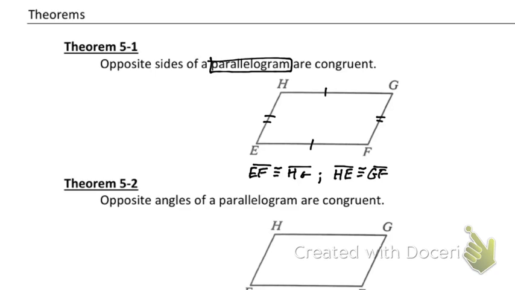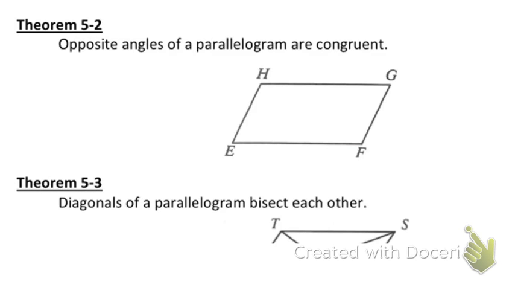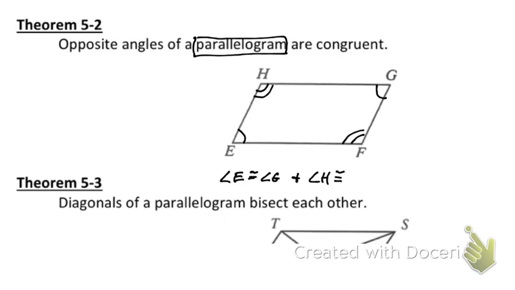All right, theorem 5.2. Once again, it has to be a parallelogram. And that one says opposite angles of a parallelogram are congruent. So let's go ahead and draw that. If it's a parallelogram, once again, I'll circle that because it has to be a parallelogram first. We can say angle E is congruent to angle G. And angle H, I'll put two tick marks because they're not congruent to the other ones, is congruent to angle F.